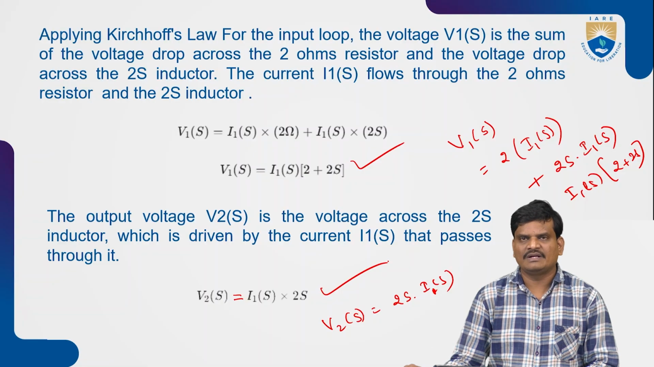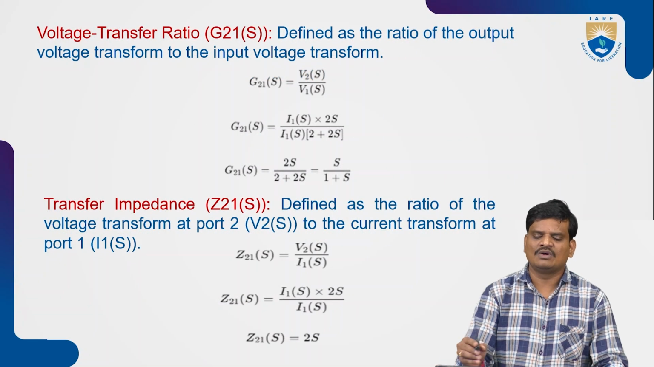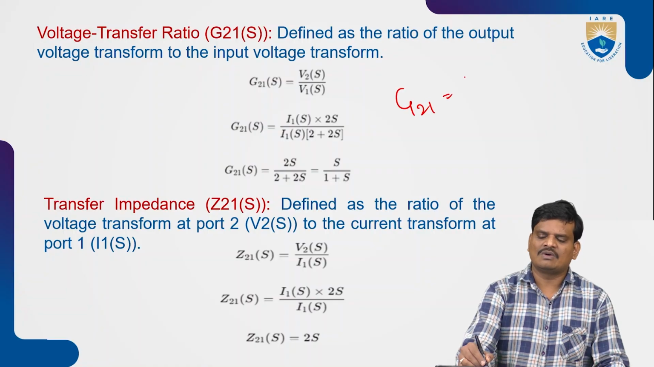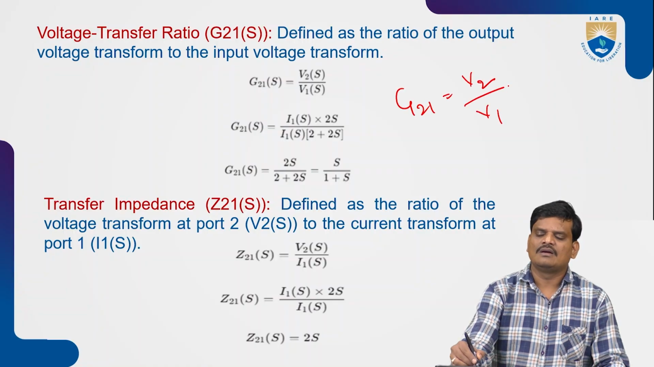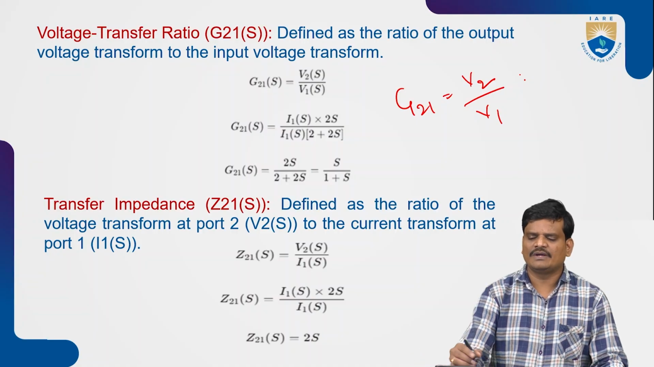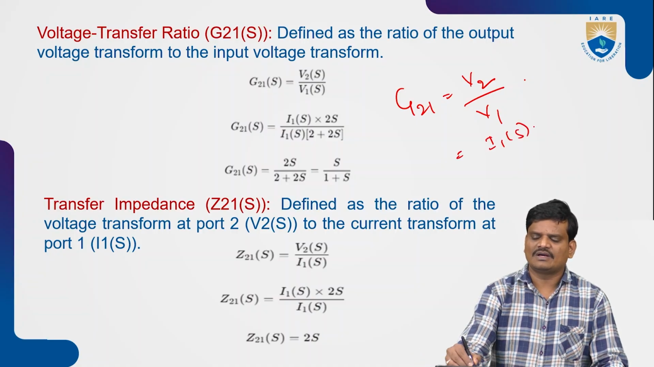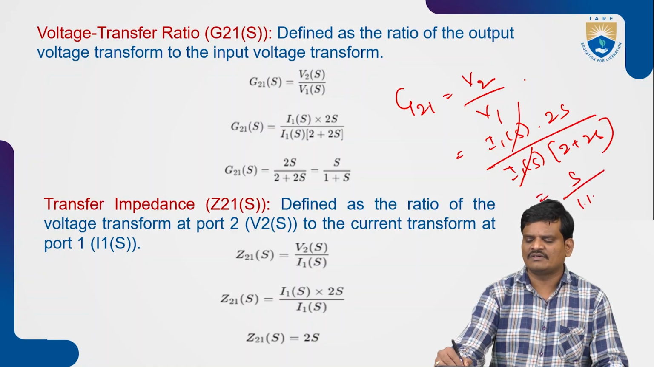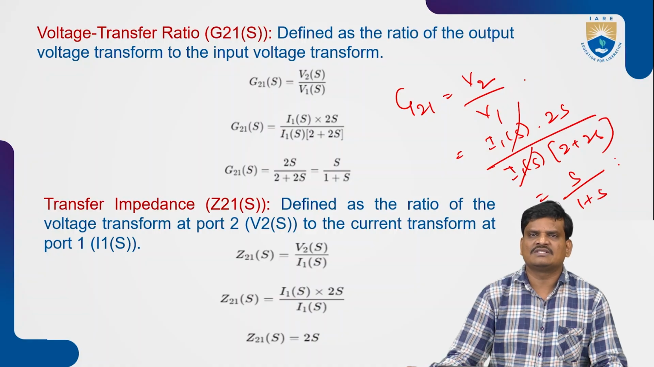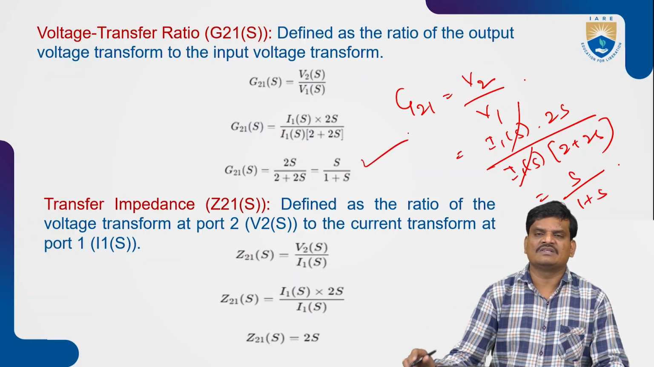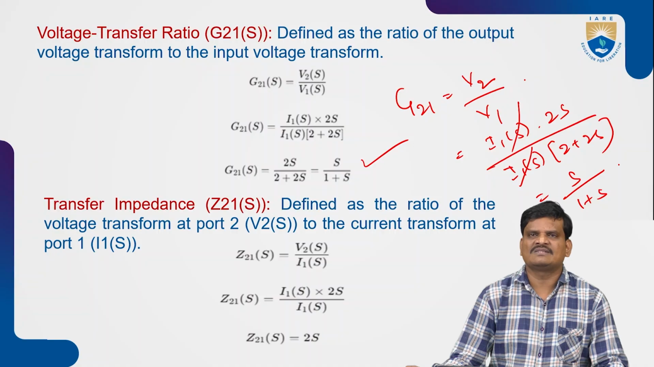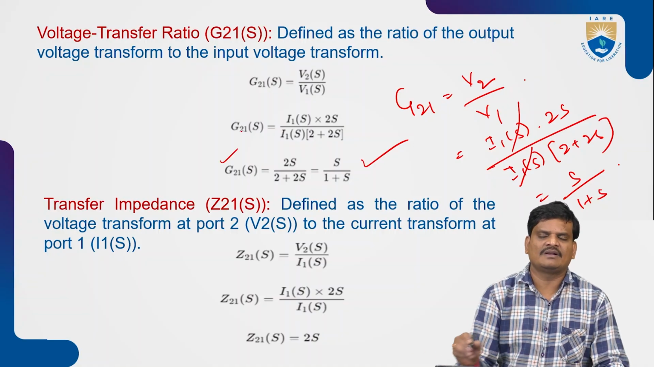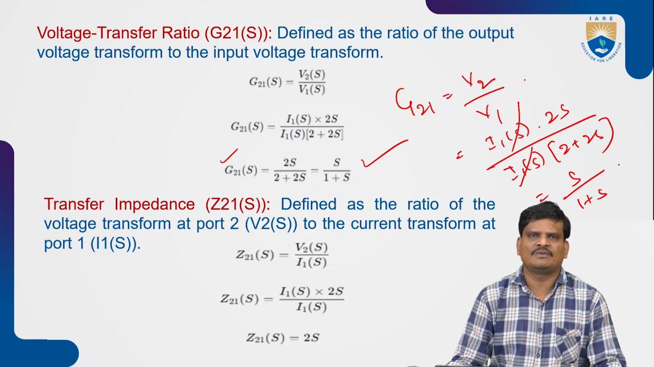So what are the different parameters I need to calculate? I need to calculate the voltage transfer ratio, that is G21. What is the formula to calculate G21? V2 by V1. I know the value of V2, I1(s) into 2s. I know the value of V1, I1(s) into 2 plus 2s. By cancelling these parameters, the expression I get for the voltage transfer ratio is G21(s) equal to s by 1 plus s.